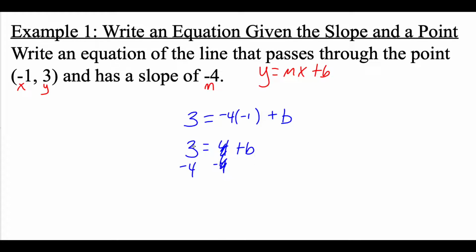So on the left-hand side, if I take 3 and subtract 4, I get -1. And on the right-hand side, those 4's cancel out, so all I have left over is my b value. So now I know that my b value is -1. What I can do now is write out my equation in slope-intercept form. I know my slope that was given to me at the very beginning, and I just found my y-intercept b value. So to write out this equation, it's going to be y equals the slope of -4 times x minus 1, since our b value is -1. So there's our equation.